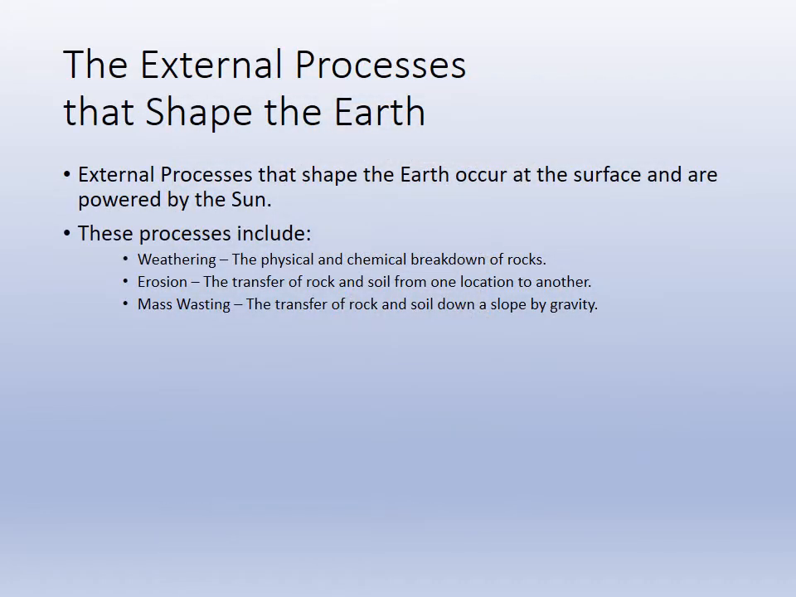The external processes that shape the earth are weathering and erosion. Mass wasting is just a huge erosion event, but those are the processes that shape the earth.